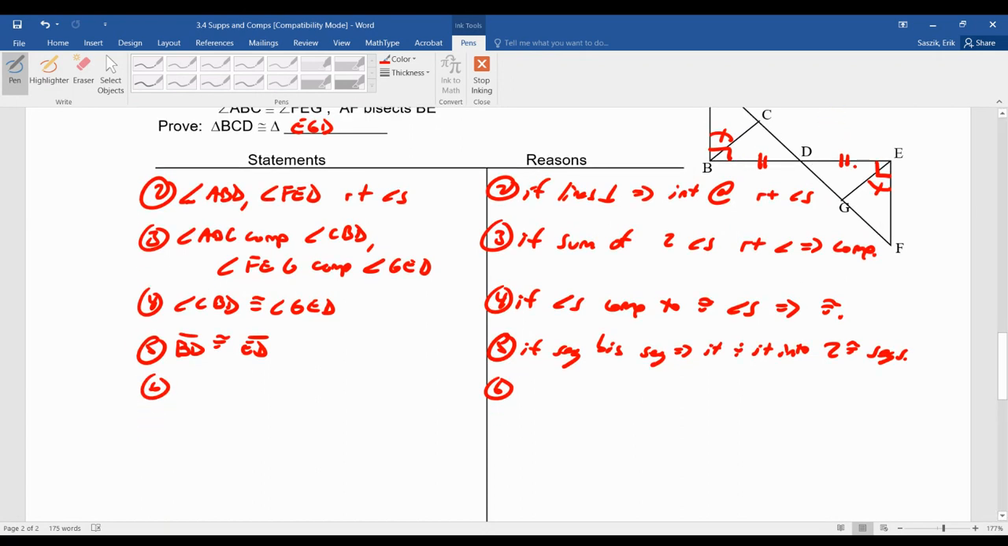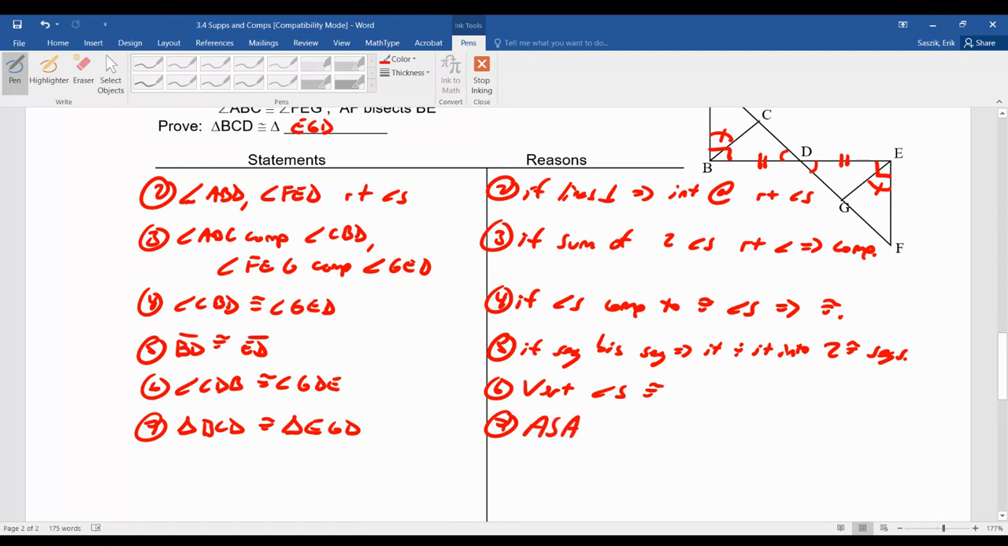Okay, now we're almost there. So we got the pair of angles here and here. We got a pair of sides. Remember, our other angles are going to come right here. These are those vertical angles, right? Angle CDB is congruent to angle GDE. This is one that you don't have to say if then. Vertical angles are congruent. And then we can finish down here. Triangle BCD is congruent to triangle EGD. And we did that by ASA.